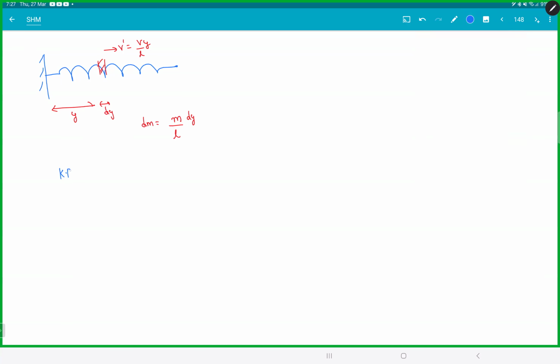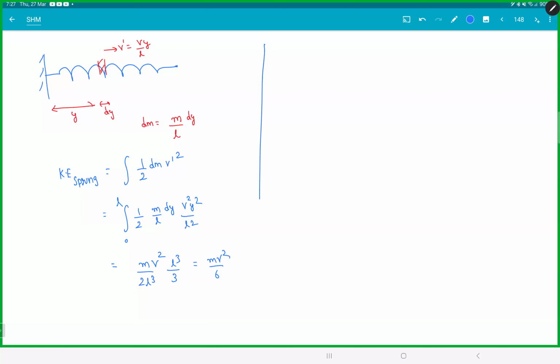Therefore, the kinetic energy of the spring will be the summation of half dm v dash square. This will go from 0 to L. Half dm will be m by L dy, times v square y square by L square. This will be m by 2L cube, and that will be y cube by 3, so L cube by 3. You get mv square by 6. There. So the kinetic energy of the spring is mv square by 6.